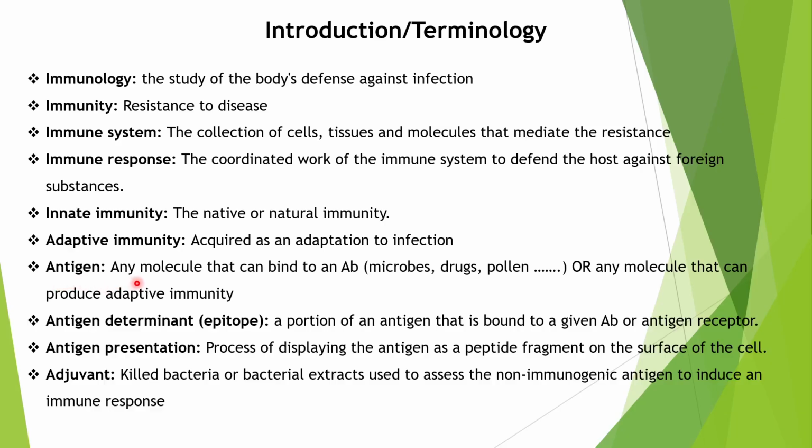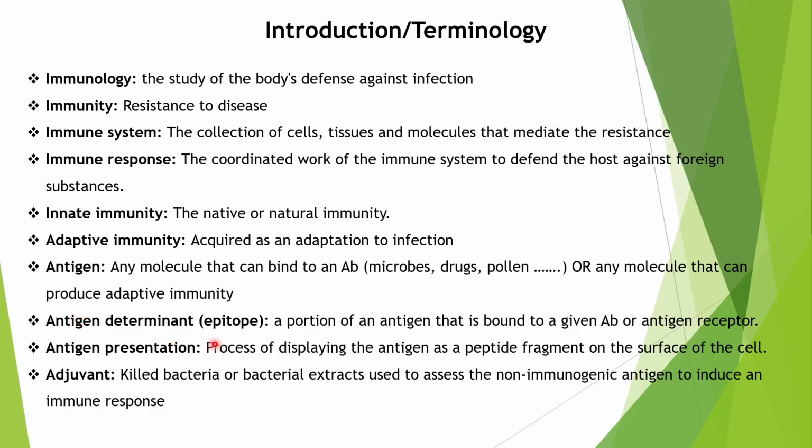Next is antigen. An antigen is a molecule that can bind to an antibody. That is the basic definition. It can be any foreign particle that can bind to an antibody in the host. It can be microbes, drugs, pollen, any kind of allergen, etc., or any molecule that can produce an adaptive immune response. Once your antibody is generated and the antigen and antibody bind, it will help in acquiring adaptive immunity against that particular antigen. So an antigen is any molecule that can bind to an antibody or produce an adaptive immune response.